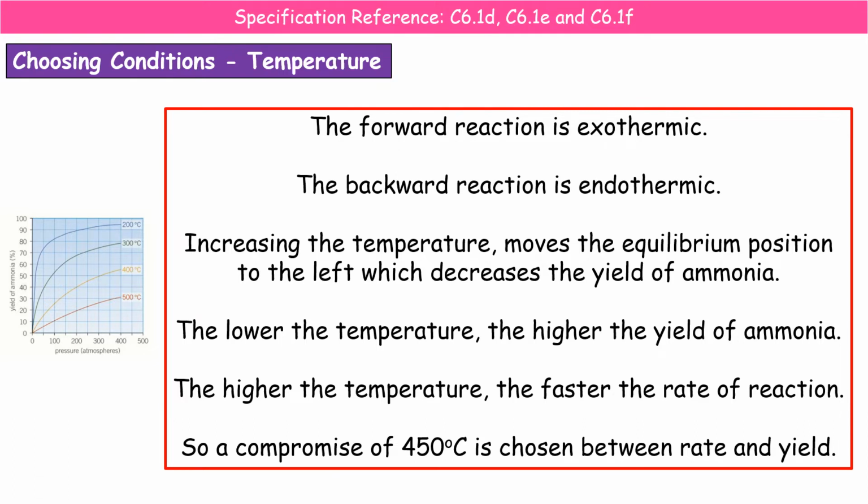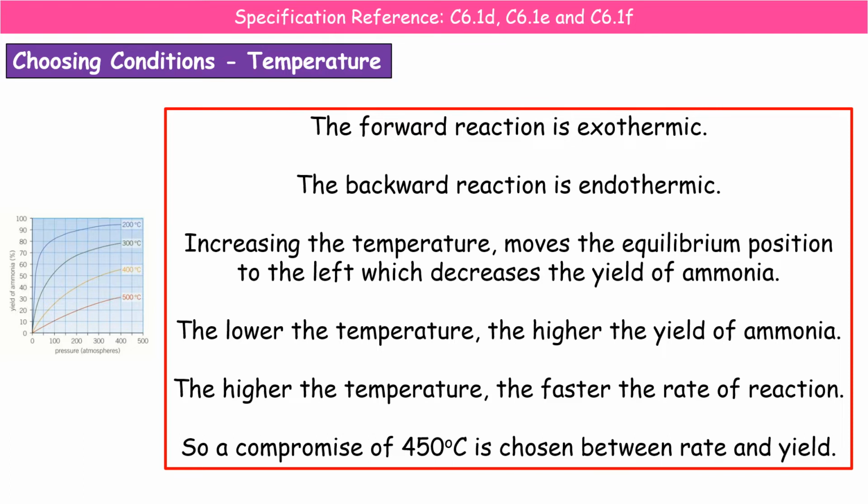If we think back to a previous booster, what we said was increasing the temperature in a reversible reaction is going to move the equilibrium position in the direction of the endothermic reaction. So if we increase the temperature in the Haber process, we move the equilibrium position to the left, therefore decreasing the yield of ammonia. That's not great, obviously.